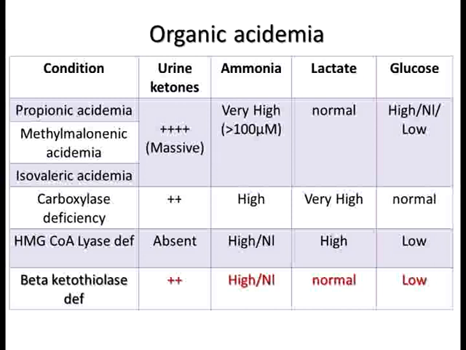Clinically, they can present with symptomatic episodes, with normal in between and no failure to thrive. But in HMG coenzyme A lyase deficiency the ketones will be absent, and in beta ketothiolase deficiency they are positive. Ammonia may be mildly elevated. Lactate is 1.5 times normal, and there is documented hypoglycemia.